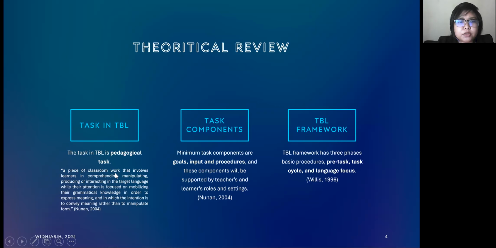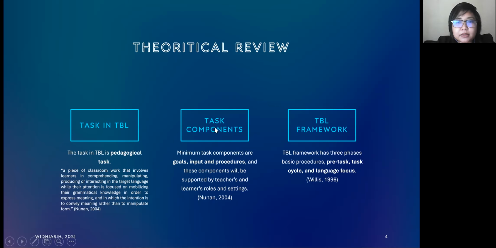It is a piece of classroom work that involves learners in comprehending, manipulating, producing, or interacting with the target language, while their intention is focused on mobilizing their grammar knowledge in order to express meaning, in which the attention is to convey meaning rather than to manipulate forms. It means that a pedagogical task is the task given in classroom context that focuses on the task, but unconsciously the student will learn also about the language.